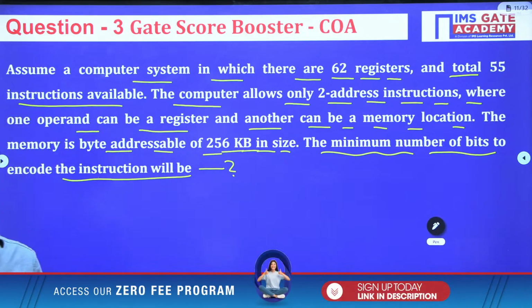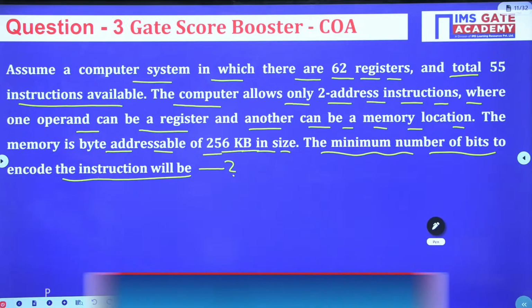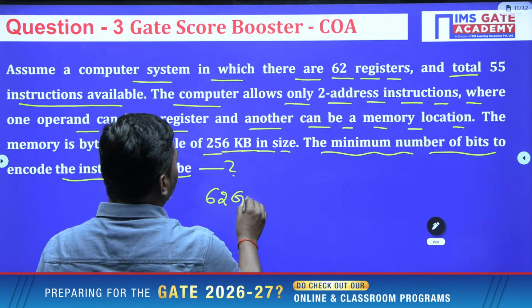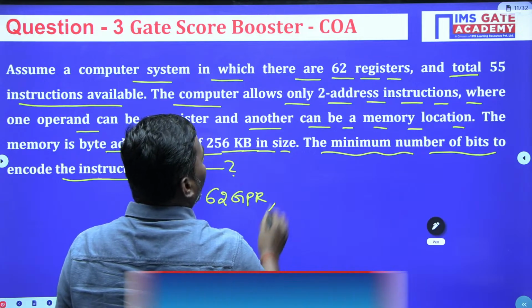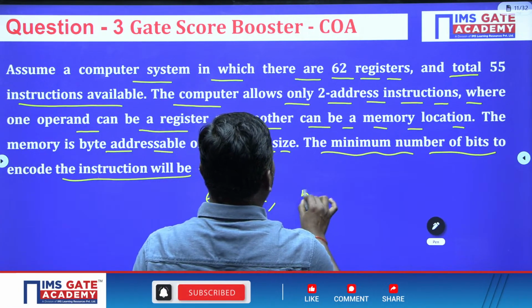Try this question. It is based on the previous scenario only. Try all of you this question. Computer system in which there are 62 general purpose registers, and total 55 instructions are available.